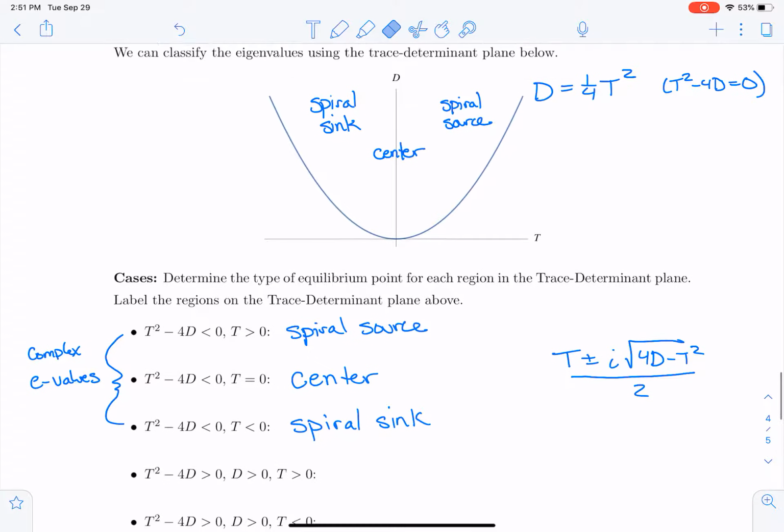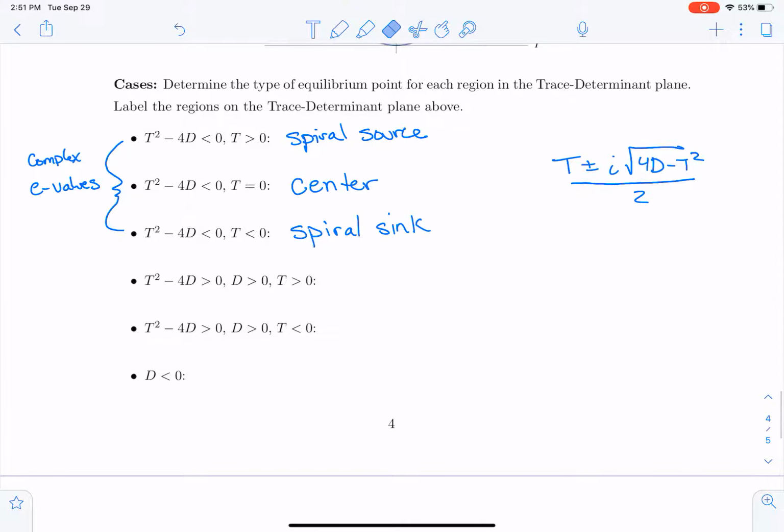Okay, now, getting some more cases in here, we have the cases where T squared minus 4D is greater than 0, so we get real eigenvalues here. In these cases, actually for all three of these cases, we're going to get real eigenvalues. So these will be real distinct eigenvalues.